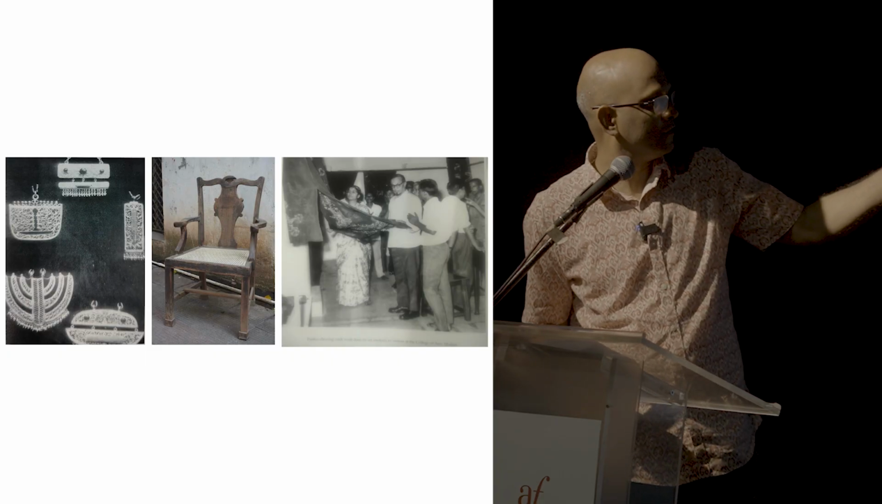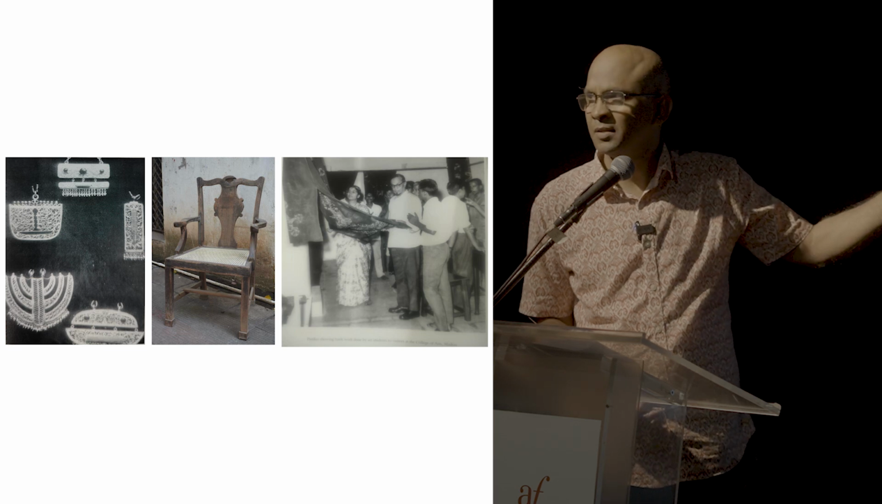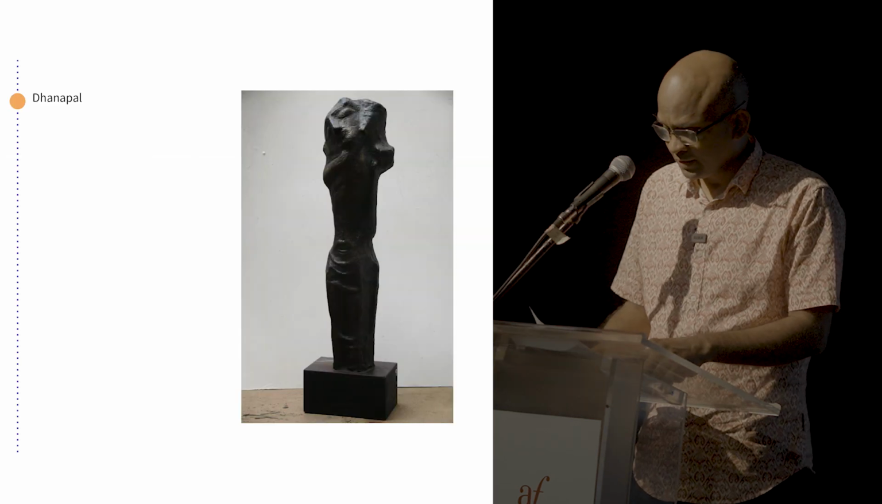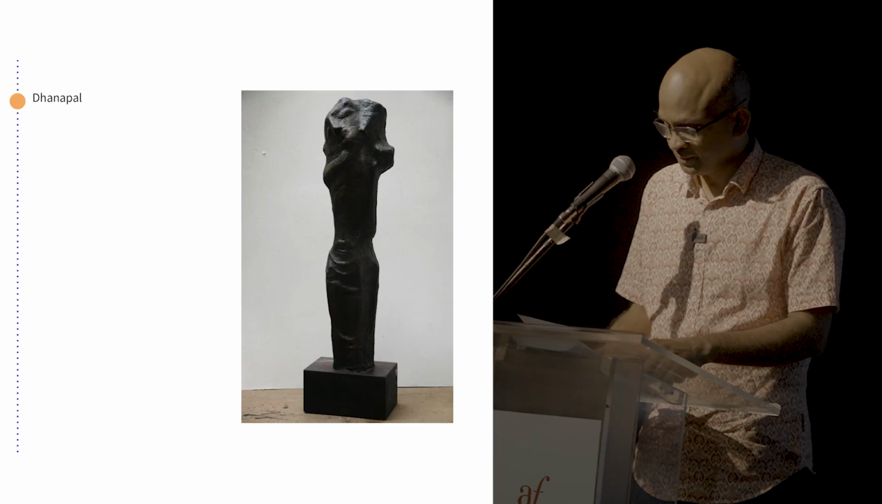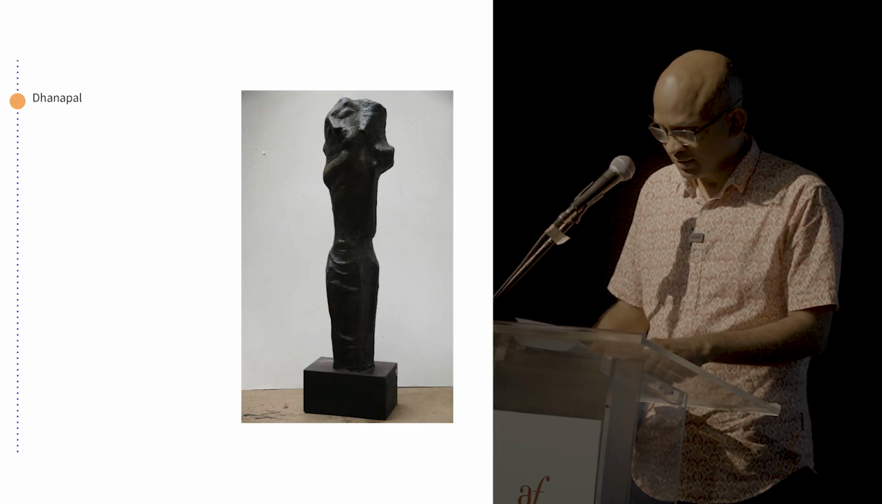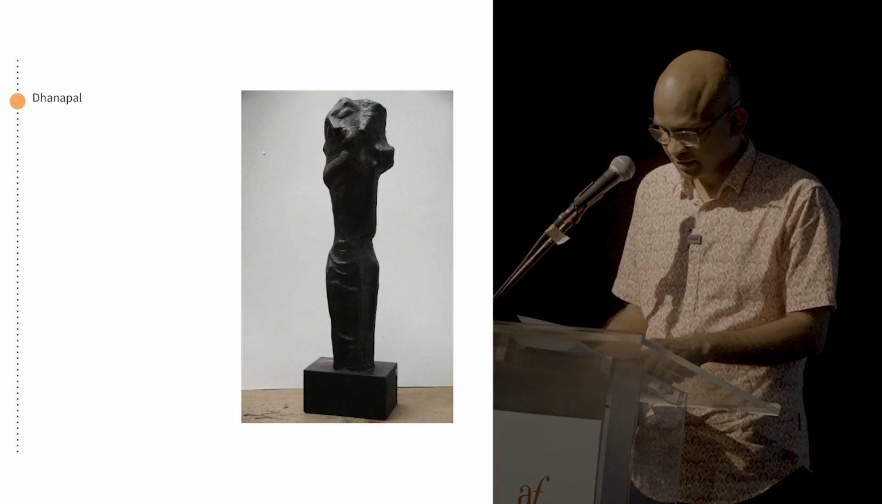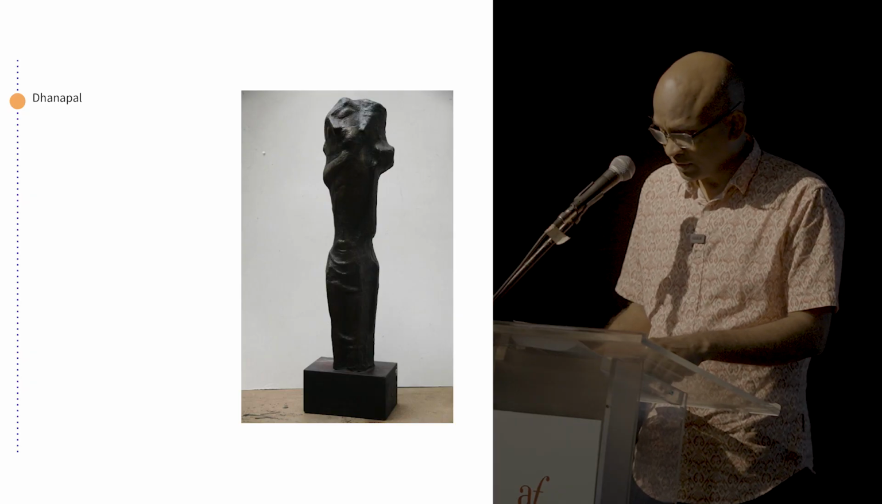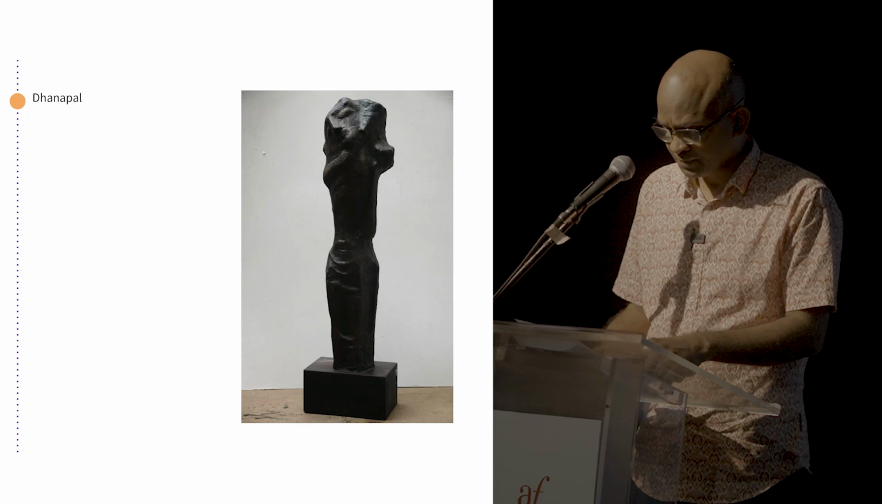And that's a photograph of Paniker with batik. Dhanapal took charge as head of the sculpture department in 1957. His work in the 1940s and 50s can be described as his figurative phase, while by the 1960s he was moving towards the simplification of forms.